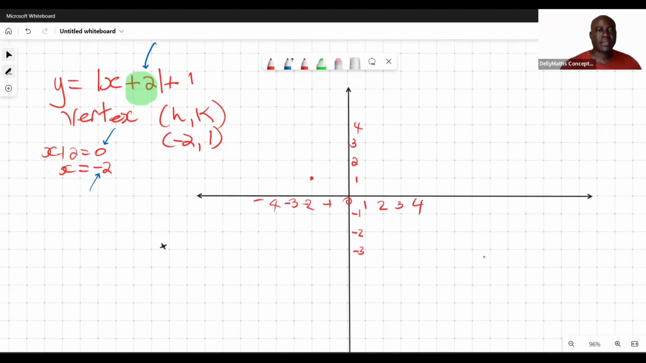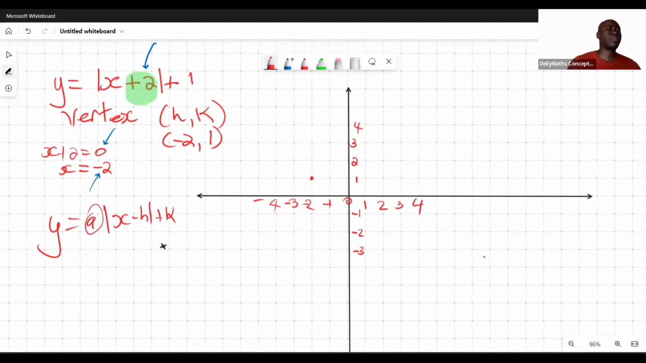So that's my vertex. Now, another thing that we could do is to use our A value, because remember, y equals A times the absolute value of x minus h, plus k. This A value here can be used as our slope. So we could use it to understand how we're going to create the absolute value function, for example, the graph for it.